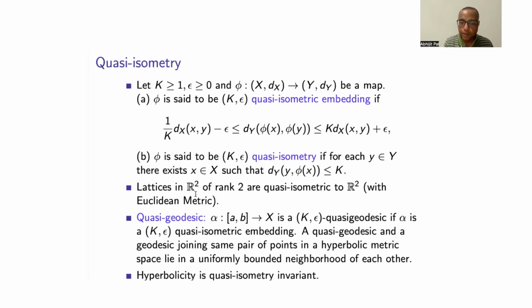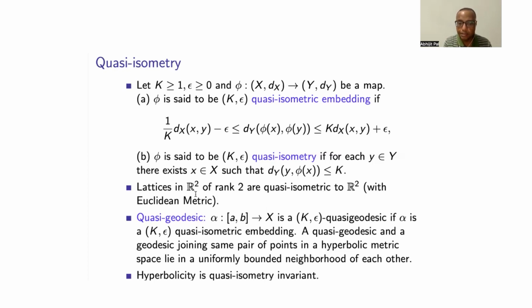So in this course, we'll be dealing with quasi-geodesics also. So what are quasi-geodesics? You take any closed interval [a, b], and alpha is a map from this closed interval to a metric space X. Alpha is said to be a (k, epsilon) quasi-geodesic if this map alpha is a (k, epsilon) quasi-isometric embedding. Note that this quasi-geodesic may not be a continuous map.